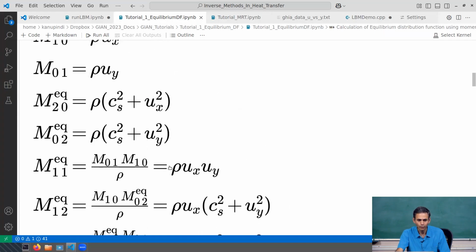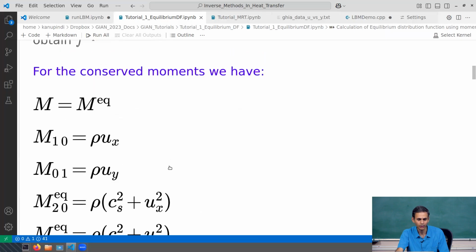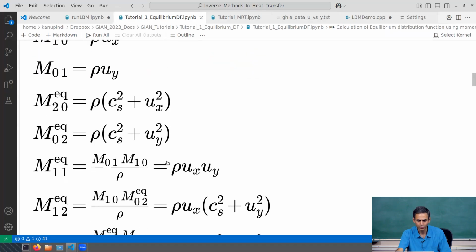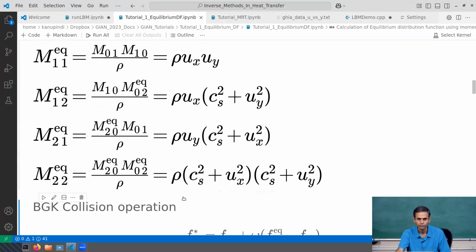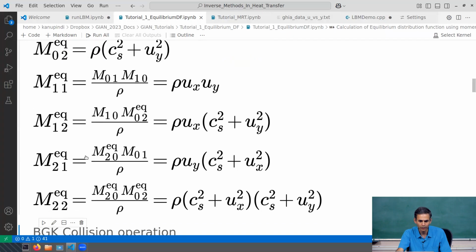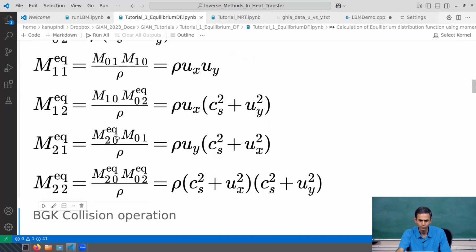So these are the moments that we have learned in terms of the macroscopic properties: rho, ux, uy, and the speed of sound.